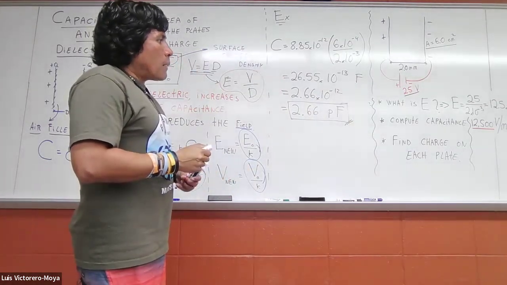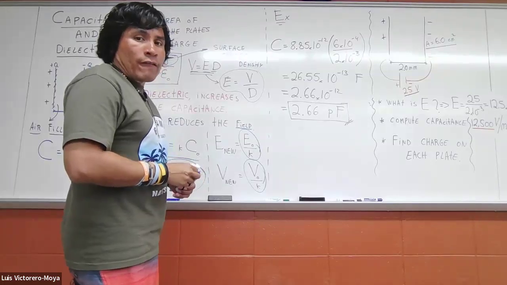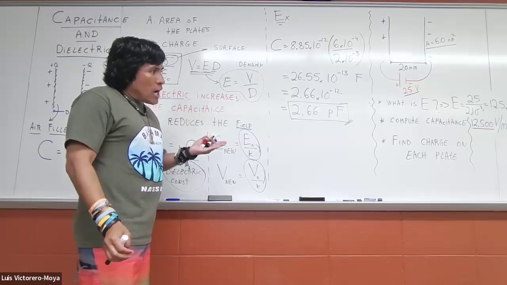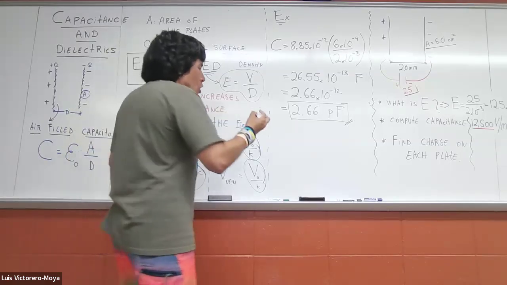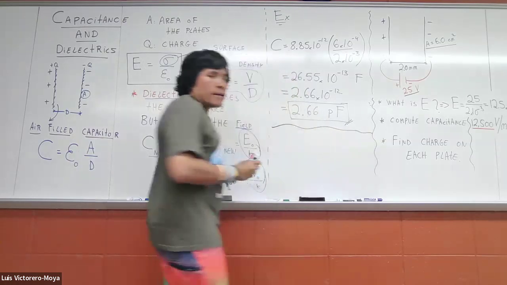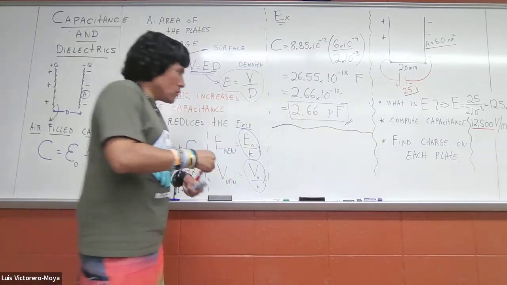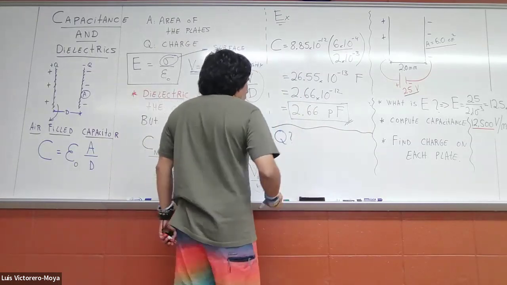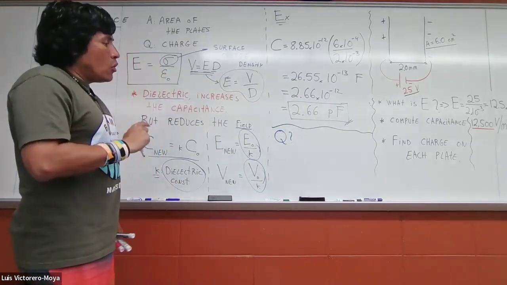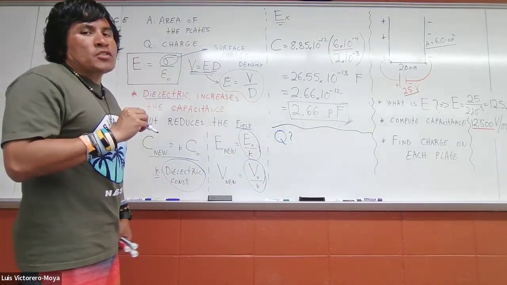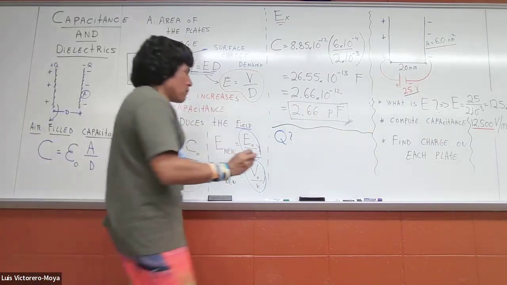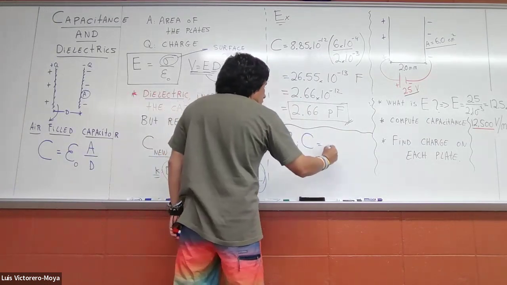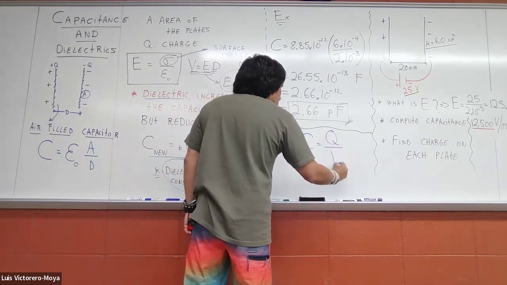Electric field, capacitance, and now we're going to find the charge on each plate. So now you want to find the value of the charge Q. So to find Q, we have to use the original equation for capacitance. For any capacitor, capacitance is charge divided by voltage.